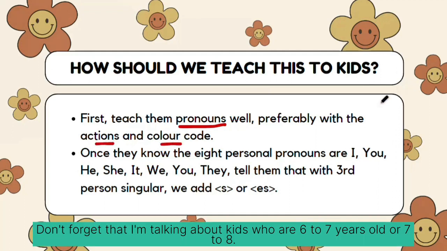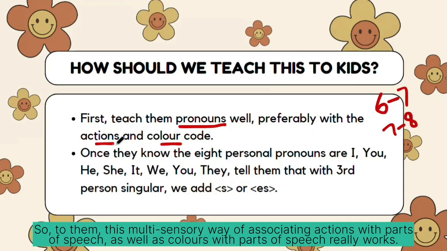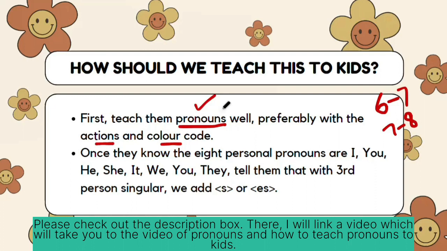Don't forget that I'm talking about kids who are 6 to 7 years old or 7 to 8. So to them, this multisensory way of associating actions with parts of speech as well as colors with parts of speech really works. Please check out the description box. There I will link a video which will take you to the video of pronouns and how to teach pronouns to kids.